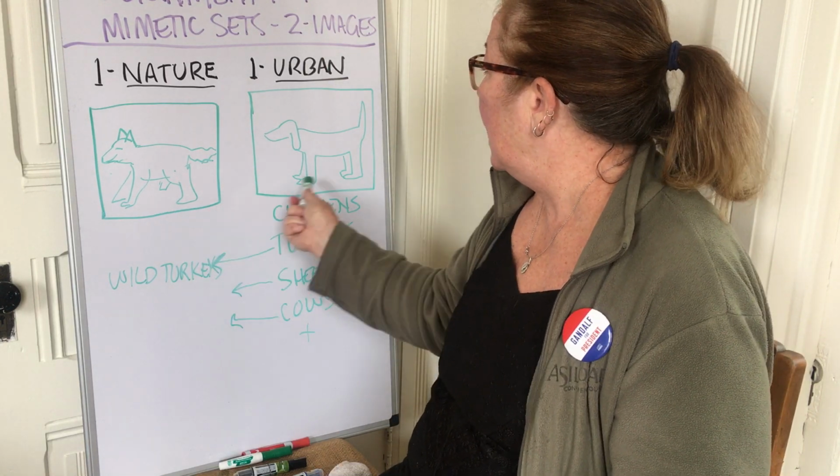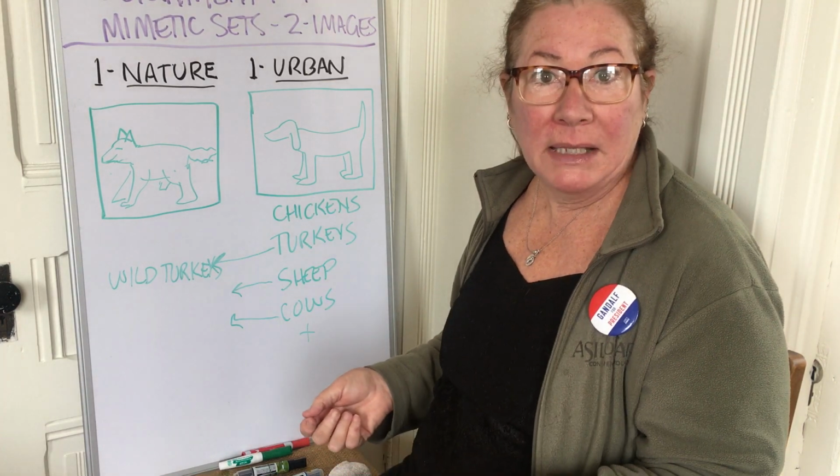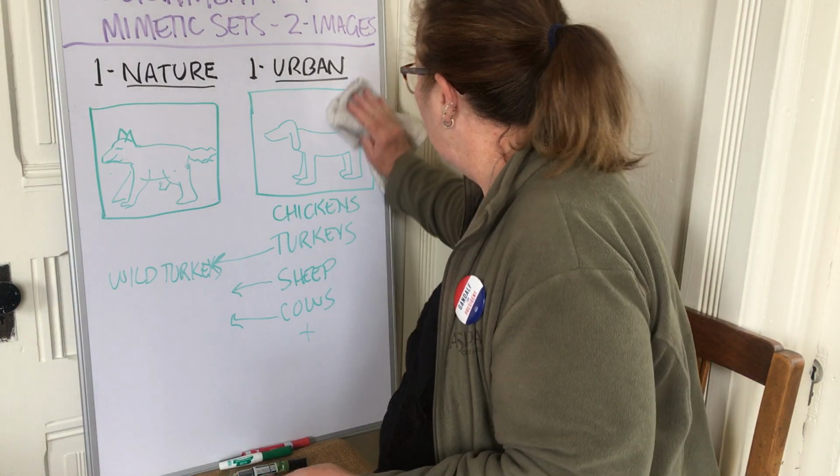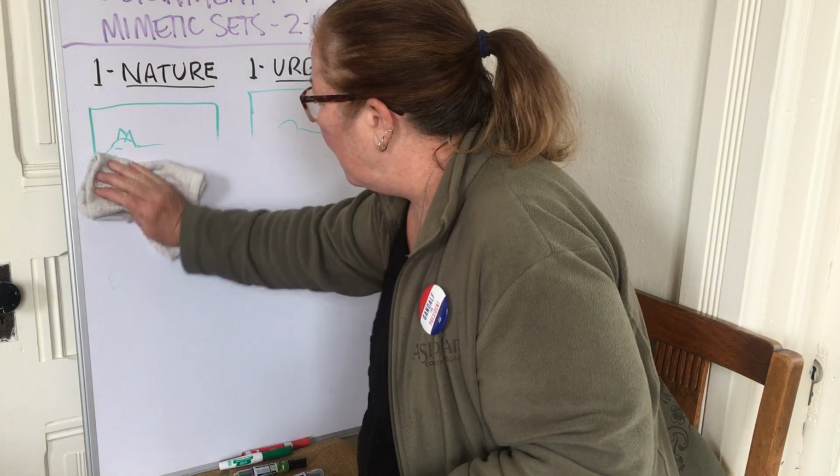So we have a coyote and then we have a dog. That makes sense? Okay, sweet. So let's go on. I'll give you a couple more examples.